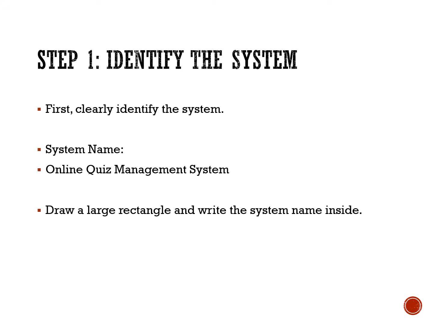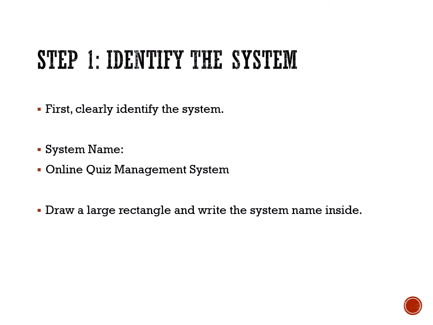For the first step, after reading the question, you need to find the system name. Once you have found the system name, you have to draw a large rectangle and write the system name inside it. You just draw a rectangle and write the name. That's all for the first step.